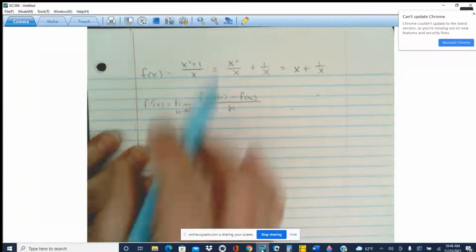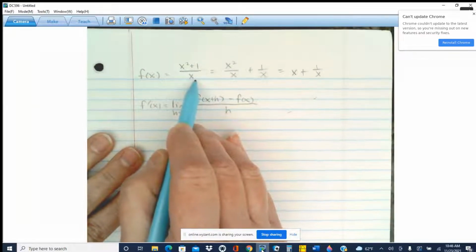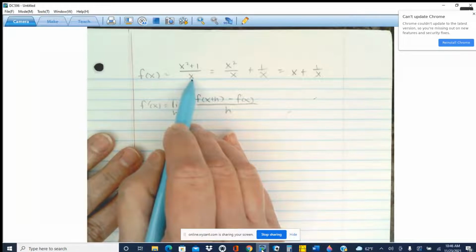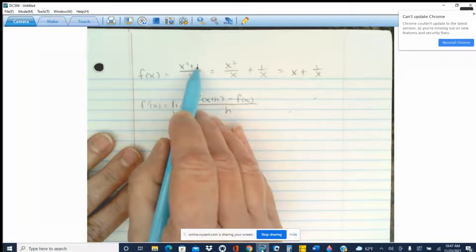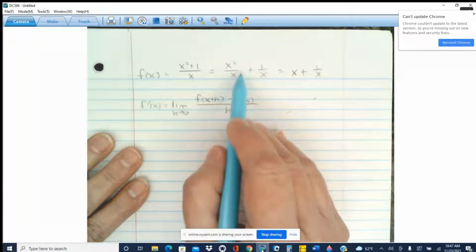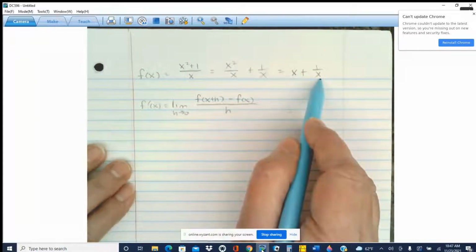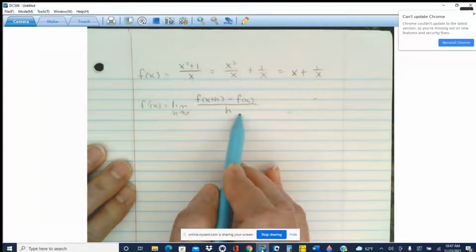Okay, here's our function. f of x is (x squared plus 1) over x. Although we can use the definition on this function as written, it's going to make our work a lot easier if we break it up and simplify it. Because I'm adding in the numerator, I can break it into two separate fractions and simplify: x squared over x is x, and then just 1 over x. And then we're going to use this definition of the derivative.